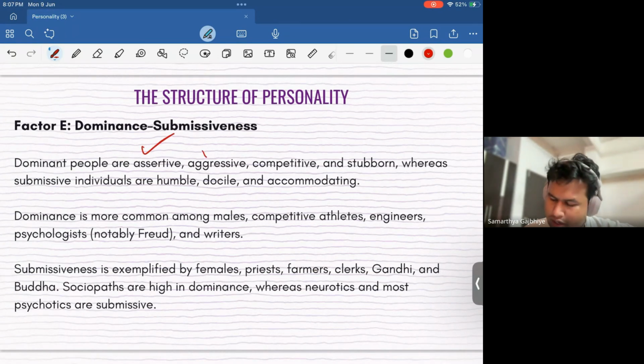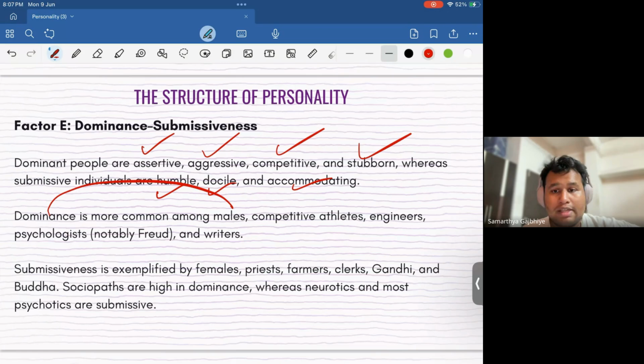Dominant submissiveness was another factor E, right? Dominant people are assertive, aggressive, competitive, stubborn, whereas submissive individuals are humble, docile, and accommodating. More commonly noted in males. Wow, I guess why? Because that's how the society is built. They are allowed to be dominant. People ascribe this to biology often, but it's not completely true. Athletes, engineers, psychologists, notably Freud.